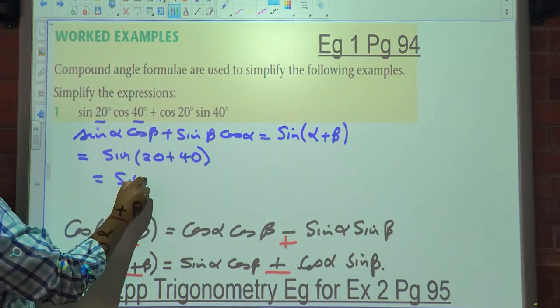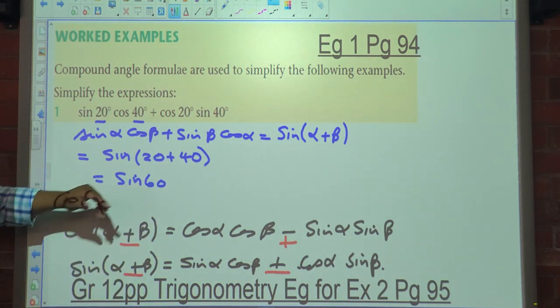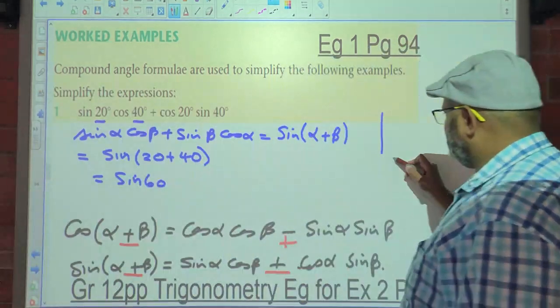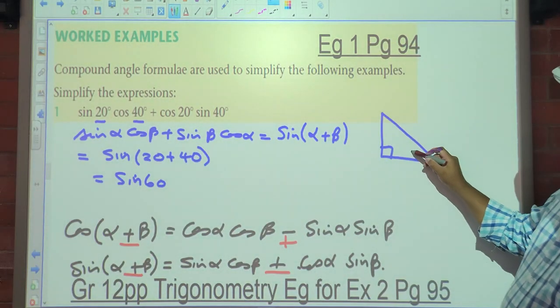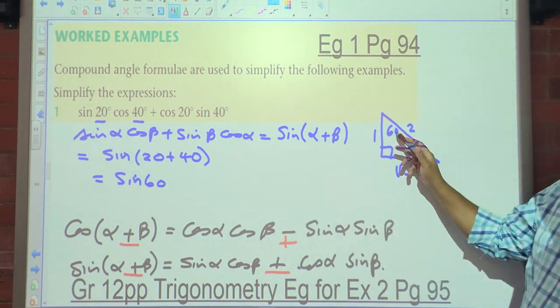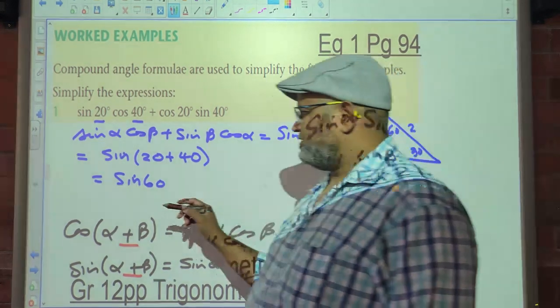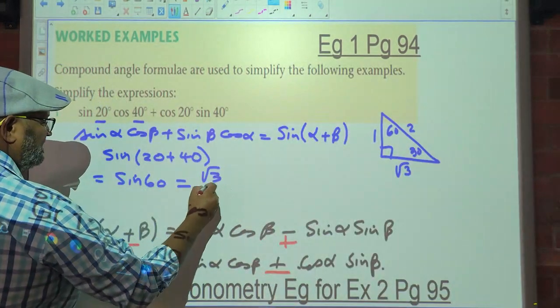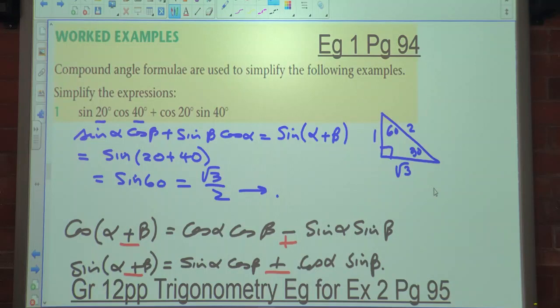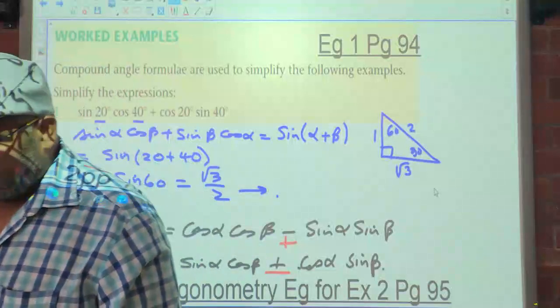60. Special angles, yes. So now what? What's the size of this angle? Yes, it's going to be 30, 60. What is sine of 60? Opposite over hypotenuse. So sine of 60 is going to be root 3 over 2. Simpler than that you can't. You guys understand? Right. Okay, let's do another one.